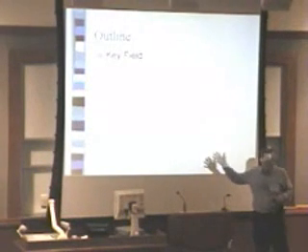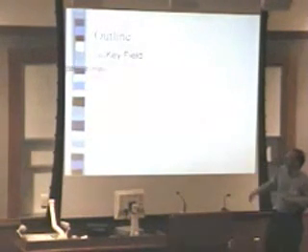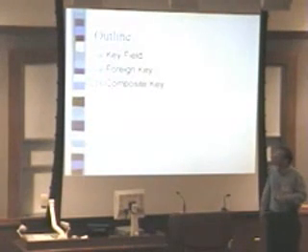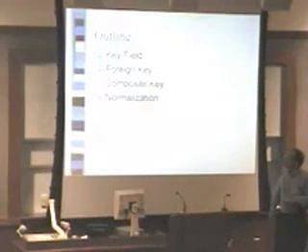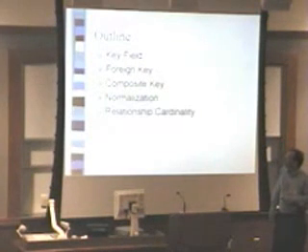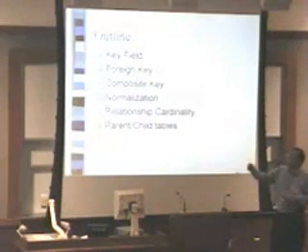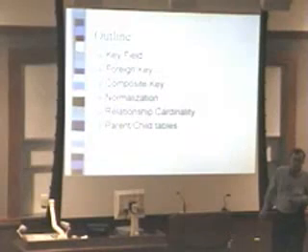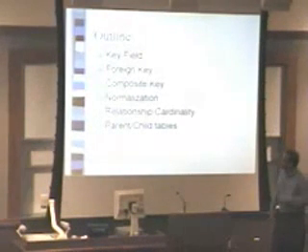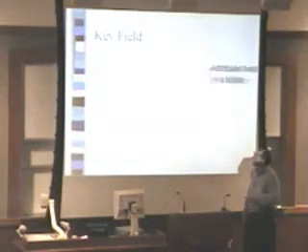These are just some of the key terms we're going to be talking about. The idea of a key field, of a foreign key, a composite key, normalization, relationship cardinalities, that's the numerical relationship of one table to another, and parent-child tables.